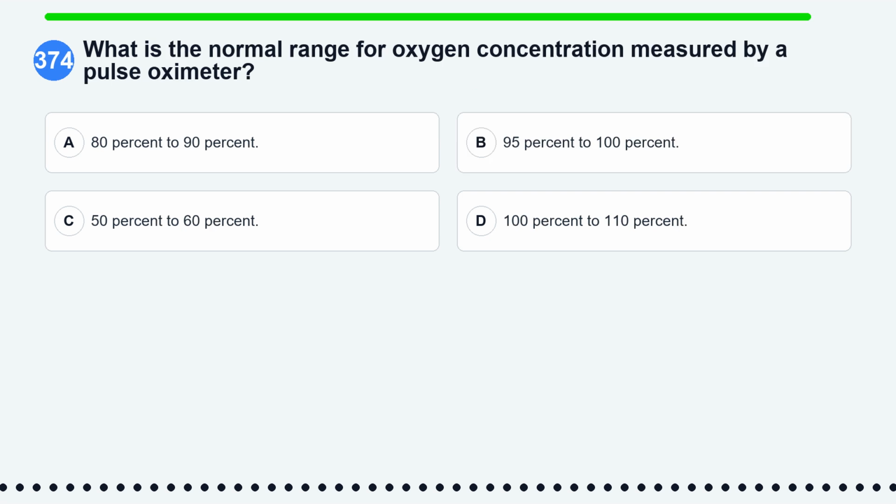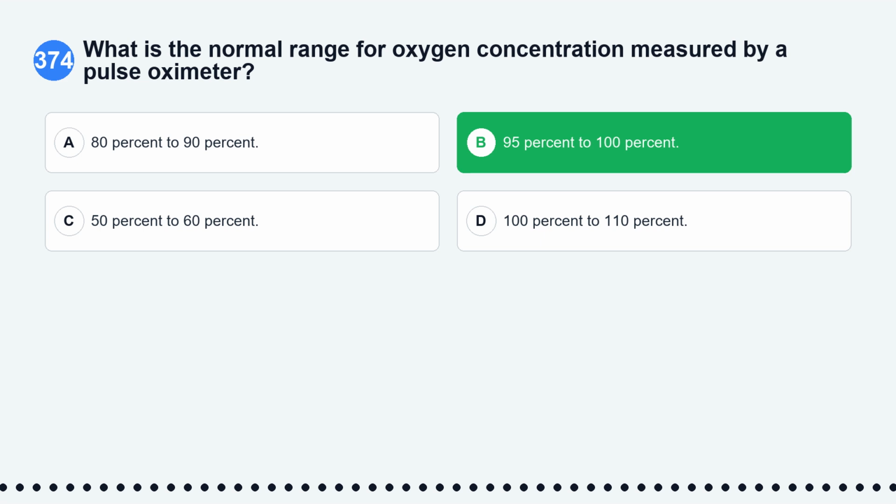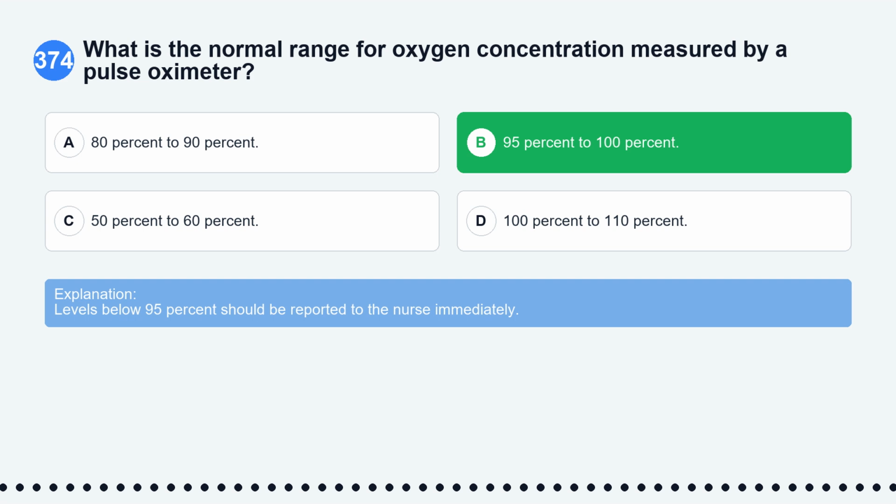Question 374. What is the normal range for oxygen concentration measured by a pulse oximeter? Option A, 80% to 90%. Option B, 95% to 100%. Option C, 50% to 60%. Option D, 100% to 110%. The correct answer is option B, 95% to 100%. Levels below 95% should be reported to the nurse immediately.